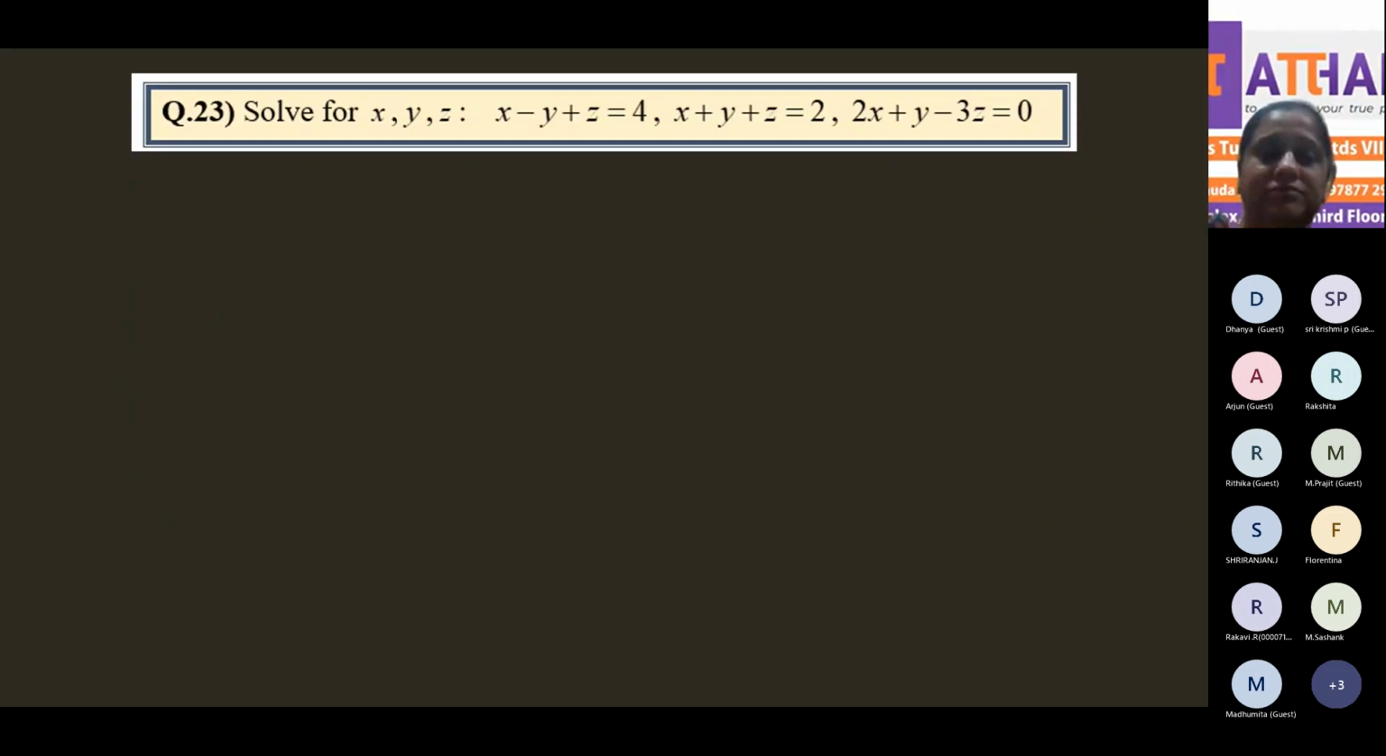Yeah. Try this, children. It's similar. Just try it. You have three equations. All the three equations have x, y, and z. I'll just come back. Please try this. I'll just come back, children.